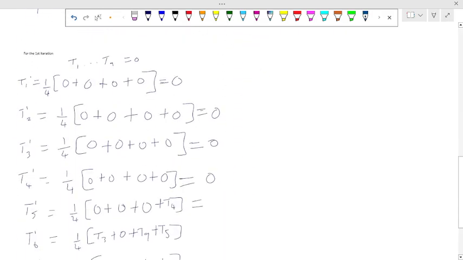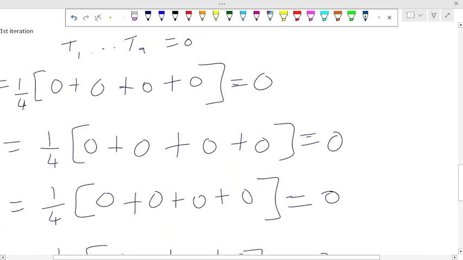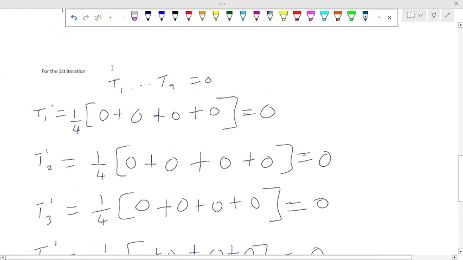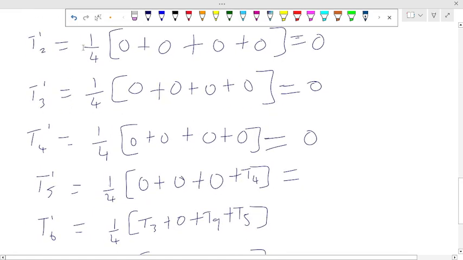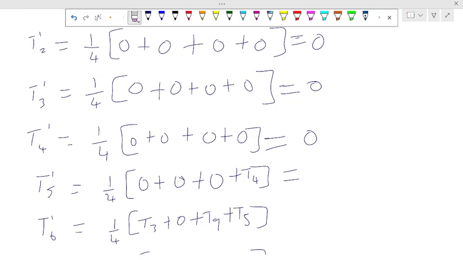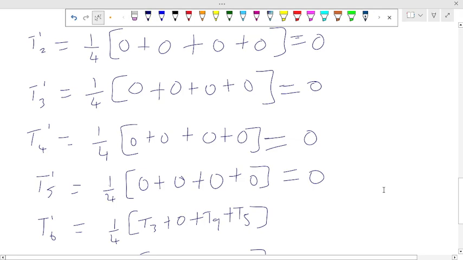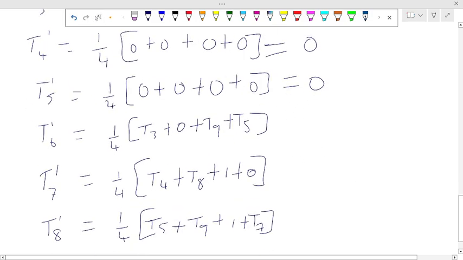So when we want to say what is T4 now, we are no longer going to look at this point, because the latest T4 is here. This is where our latest T4 is. However, this is also 0. So here we are going to have 0 also, and of course this gives us 0, because 0 plus 0 plus 0 plus 0 multiplied by 1/4 is 0. Are we together now? Yes.